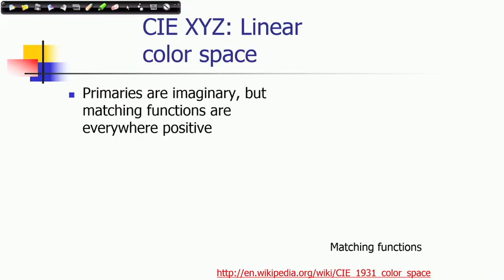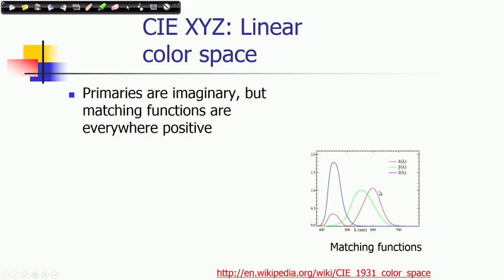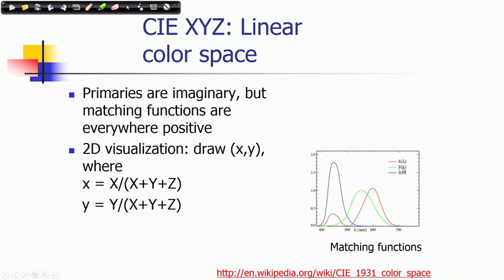And since it is a linear transformation, this is also a linear color space. So, we call this space the CIE XYZ color space, and here, as I mentioned, the primaries are imaginary, but the matching functions are everywhere positive. That is the advantage we have. If I again plot those matching functions across the wavelengths, we can see all these values are positive. So, this is representing x lambda, this is y lambda, and this is z lambda.